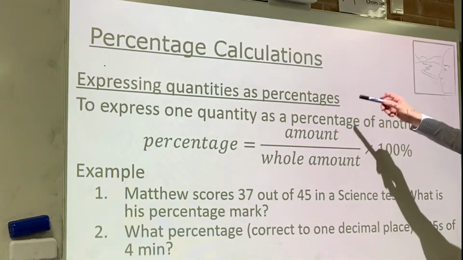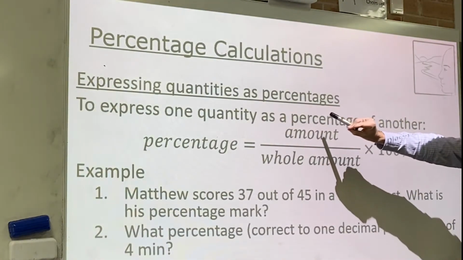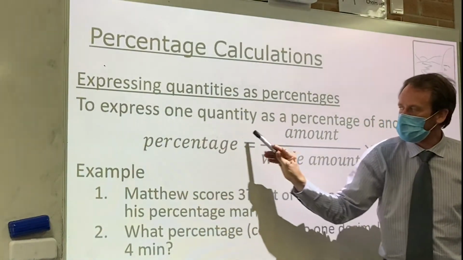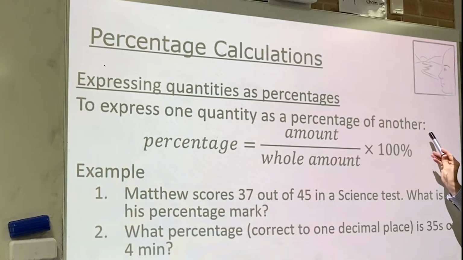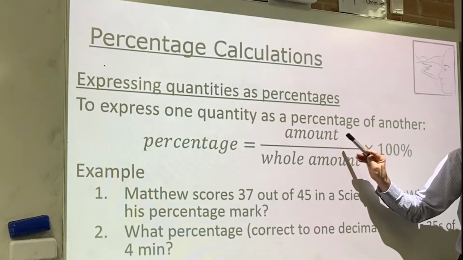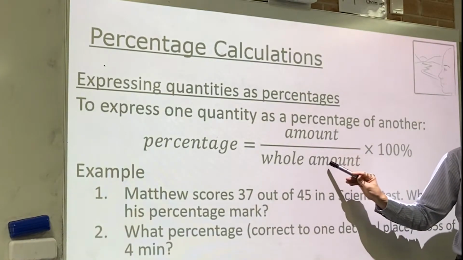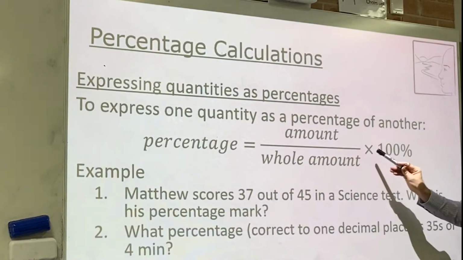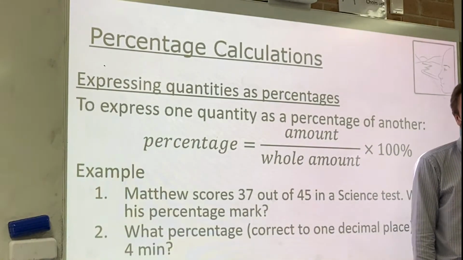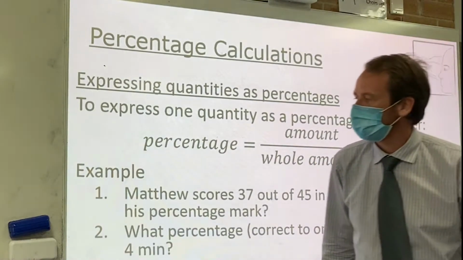So when it comes to percentage calculations, expressing quantities as percentages: to express one quantity as a percentage of another, we write the amount divided by, or as a fraction of, the whole amount, multiplied by 100%, and then we have the percentage. That's the idea.